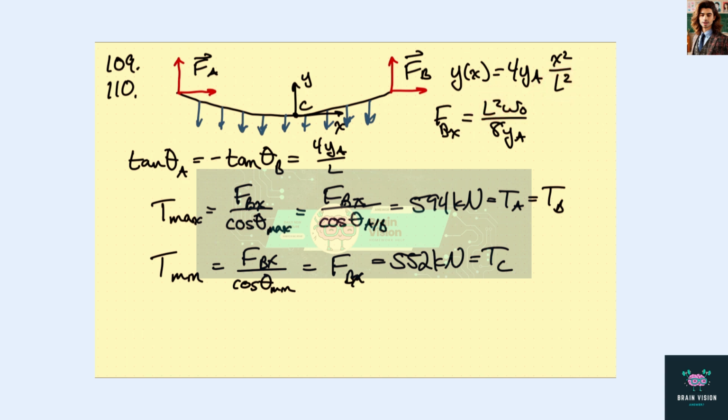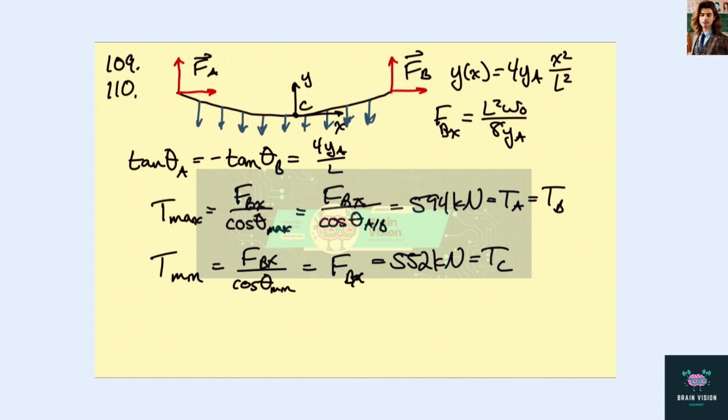Now, in this problem L is given to be 30 meters. We're asked in problem 109 to find the maximum, and that occurs either at this point or this point. Because cosine is an even function, so that will be their maximum. We can just take the absolute value of the angle here.